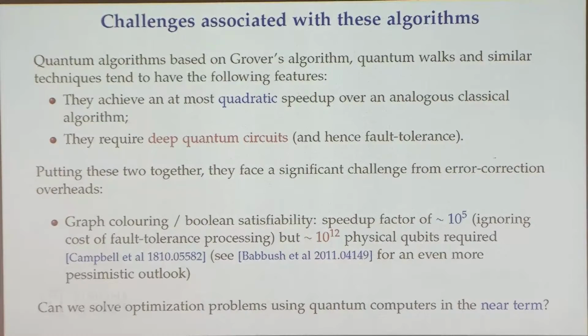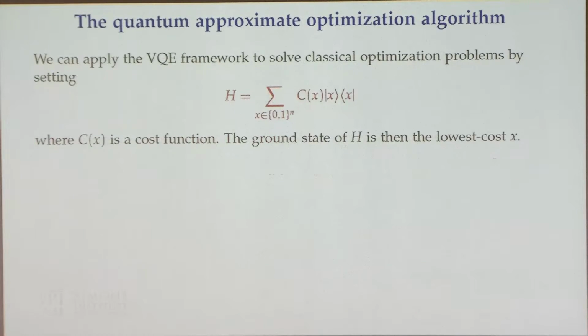So this raises the question of, can we actually solve optimization problems or constraint satisfaction problems in the near term using quantum computers? And one way in which we can try to do this is an approach called the quantum approximate optimization algorithm, QAOA. I think we'll have a whole talk by Eddie about this later, but I'm just going to give a very brief intro to it.